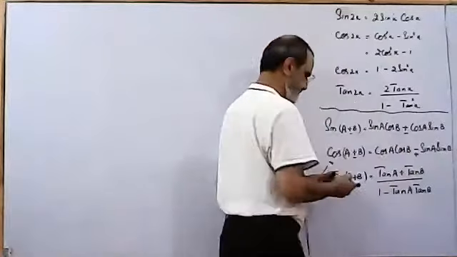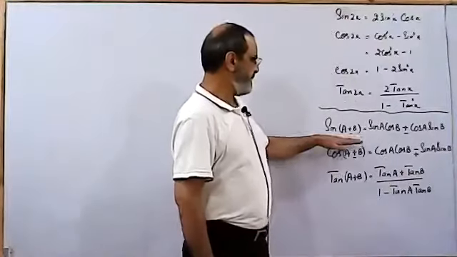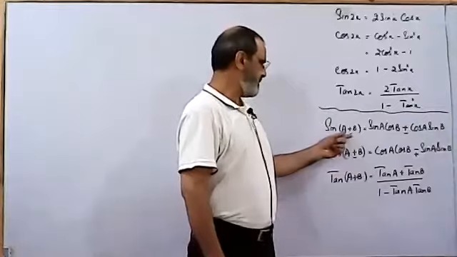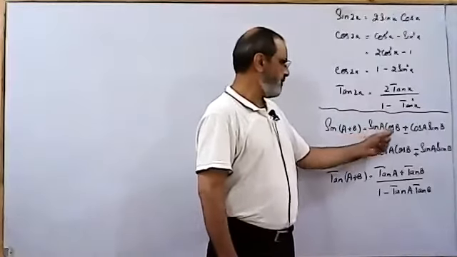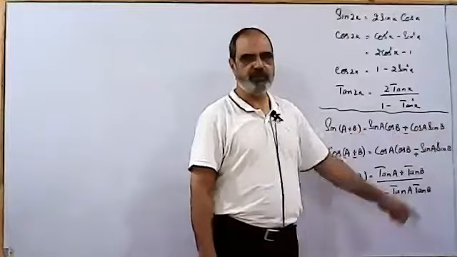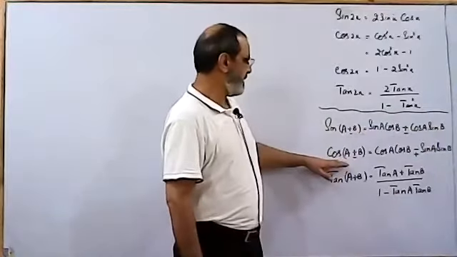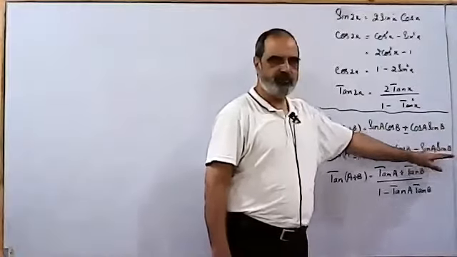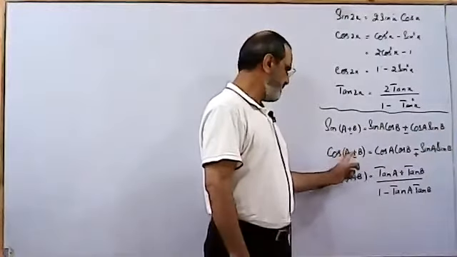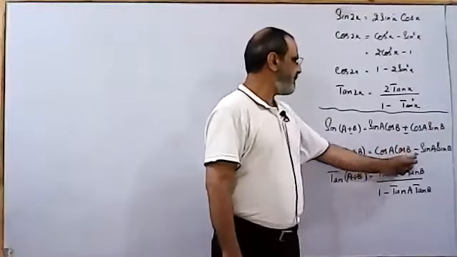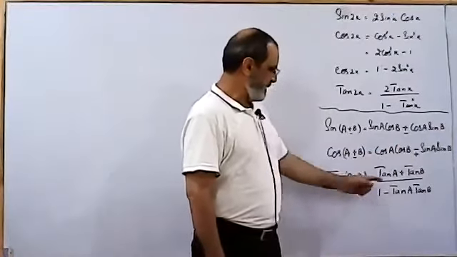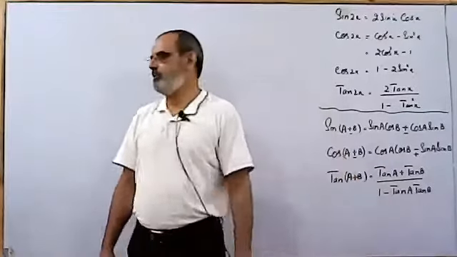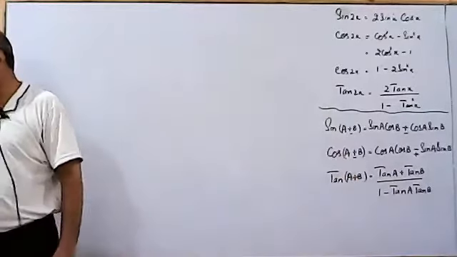Compound angle formula: sin (A plus B) is equal to sin A cos B plus cos A sin B. And in case of the difference of A and B, we will have sin A cos B minus cos A sin B. Similarly, cosine of (A plus B) will be cos A cos B minus sin A sin B. We have the opposite sign in case of cos. For tan (A plus B), we have (tan A plus tan B) over (1 minus tan A tan B). So these are the formulas we have used before.